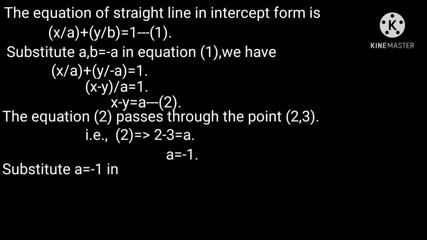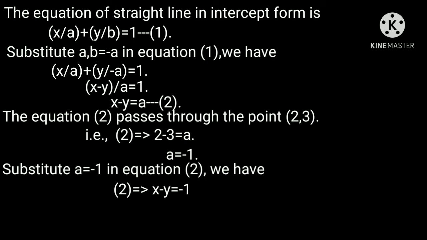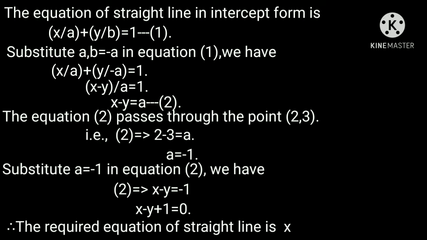Substitute a equal to minus 1 in equation 2, we have x minus y equal to minus 1. Then x minus y plus 1 equal to 0. This is our required straight line equation. Therefore, the required equation of the straight line is x minus y plus 1 equal to 0. This is our problem solution.